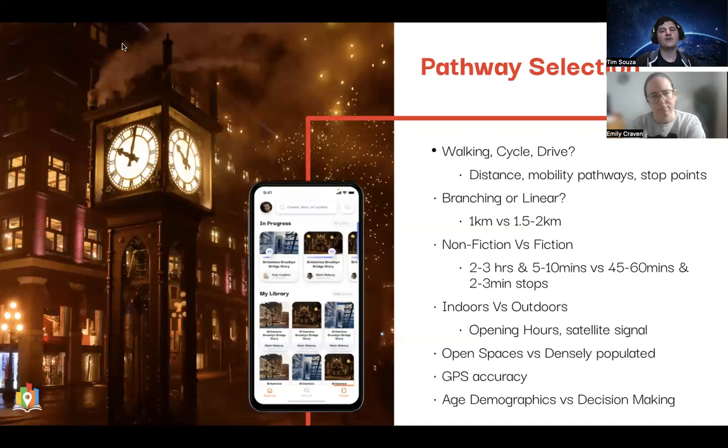So before I jump into a couple other things, Emily, do you have any questions around pathway selection? Yeah, I mean, so this is a GPS app, right? Like, my GPS doesn't necessarily work all of the time. What are the things that I have to kind of think about with that?